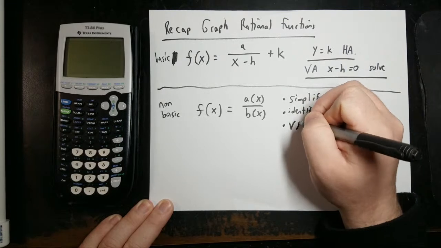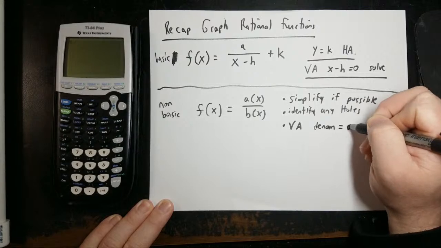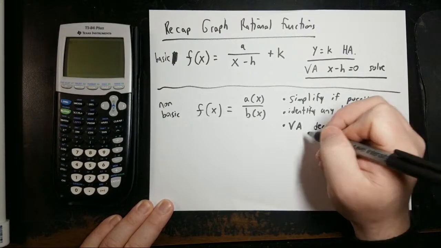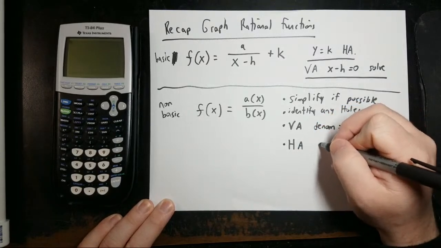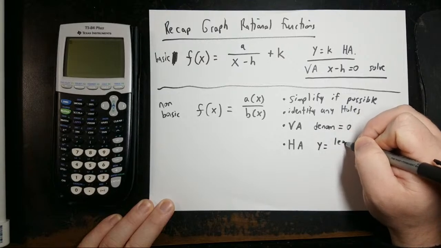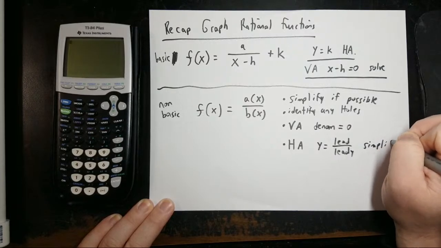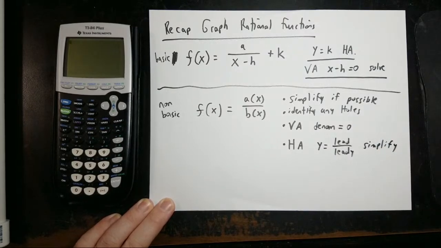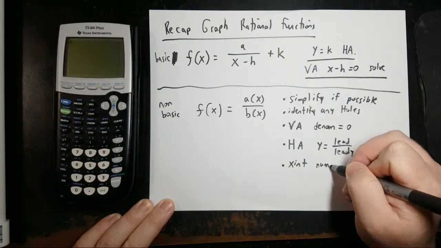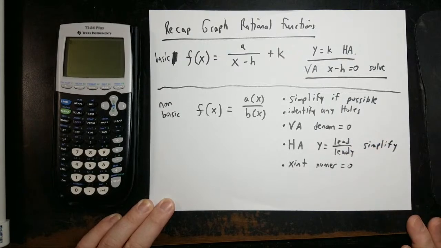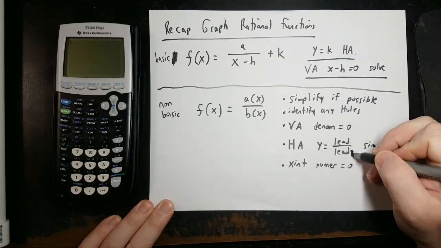Determine your vertical asymptote by taking the denominator, setting it equal to 0, and solving. You can find your horizontal asymptote by doing y equaling the lead terms over the lead terms and simplifying. And I will go over various examples like that. You could also, if need be, find an x-intercept by taking the numerator and setting it equal to 0 and solving. It's a lot of extra little things.